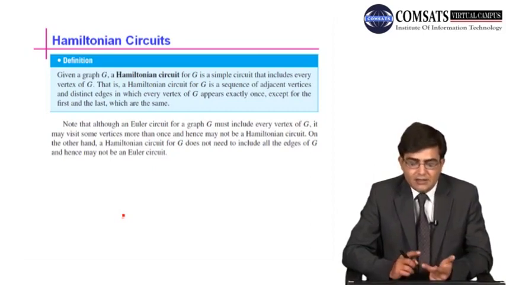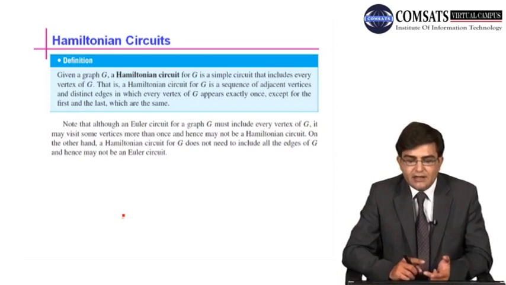There are two differences. In an Euler circuit the vertices may be repeated. Here in a Hamiltonian circuit vertices cannot be repeated and all vertices must be utilized. Second, in an Euler circuit all edges must be utilized exactly once. Here there is no condition on edges.